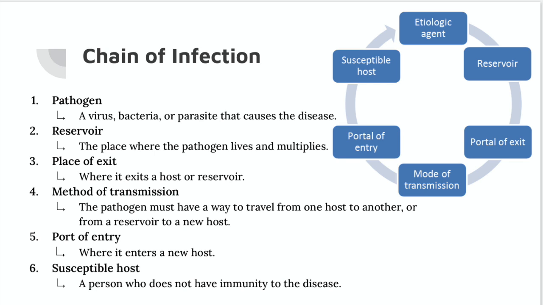4 is the method of transmission, where the pathogen must have a way to travel from one host to another, or one reservoir to a new host. 5 is port of entry, where it enters the new host. And 6 is susceptible host, which is a person who does not have immunity to the disease.